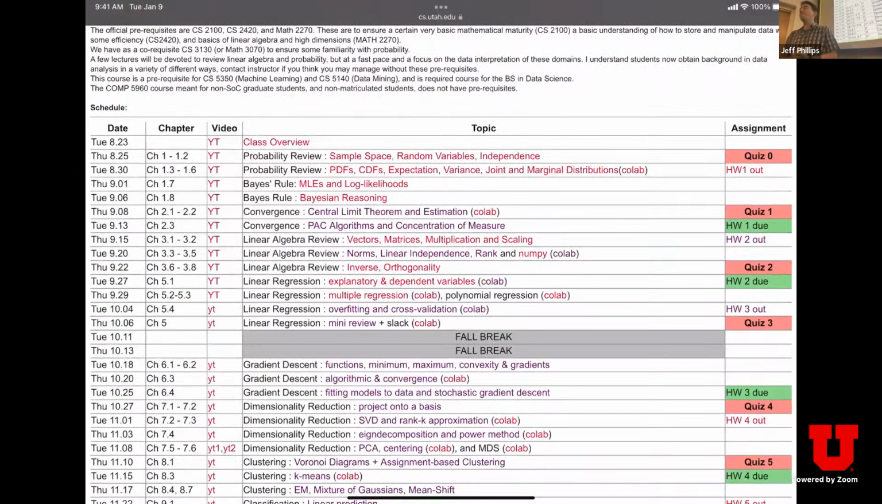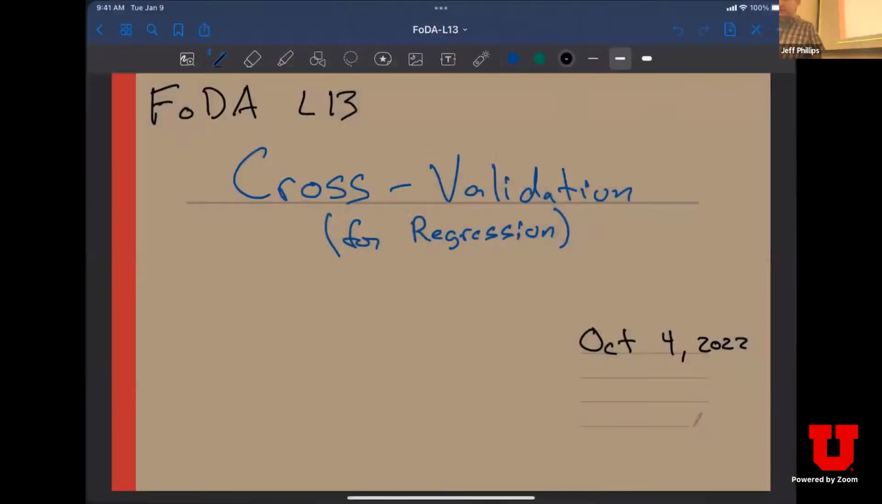Also, at the help hours, the TAs have worked through a lot of this stuff and should be able to help you with these things as well. All right, any questions on the schedule? All right, so let's get into the lecture.